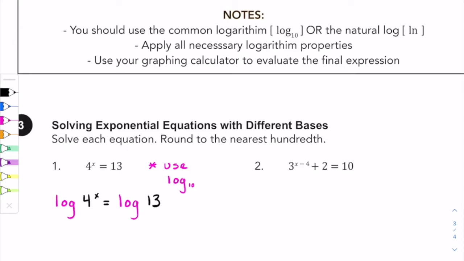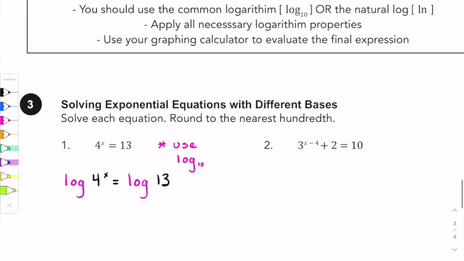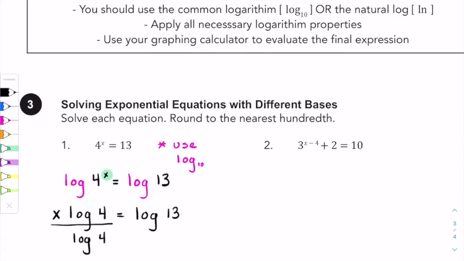Now I have to get it to a point where I can actually type it into my calculator. Of course, I can't type x into a calculator. So I'm going to recognize that x is an exponent, so I can write this in front of the logarithm. I have x times log base 10 of 4 is equal to log base 10 of 13. Now in order to get x alone and to solve for the problem, I'm going to divide by log base 10 of 4 on both sides.